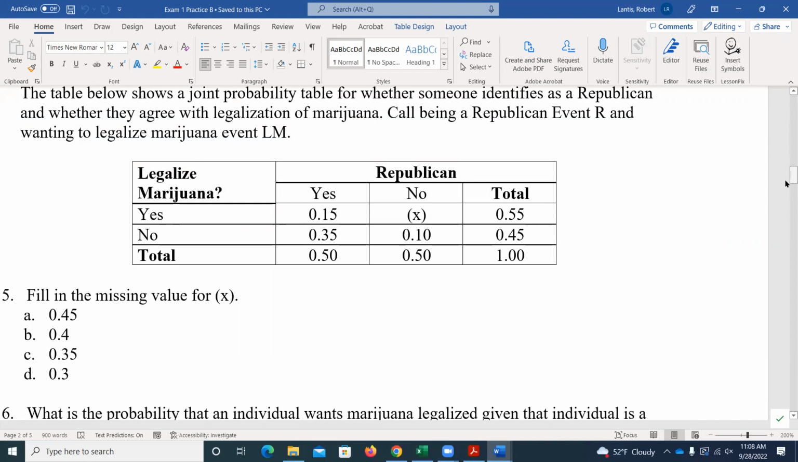What's the probability they are Republican and want marijuana legalized? 0.15. Okay. Are we clear on that? So 0.15 divided by what's the probability that they're Republican?